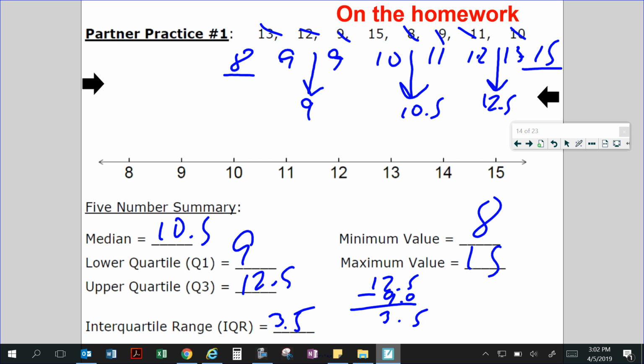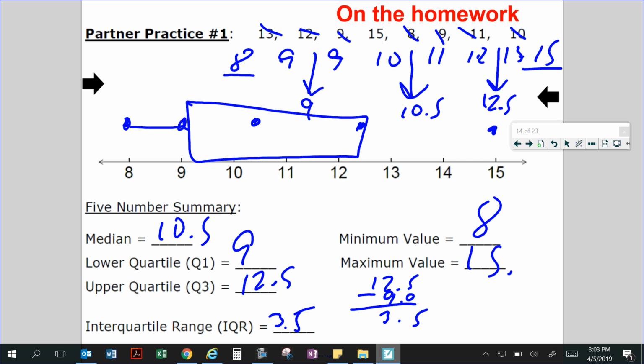Now let's make a box plot. So you grab 8, the minimum, grab 15, the maximum, grab 10 and a half, grab 9, and draw a dot at 12 and a half. Now connect the middle box, draw a line going down, connect the tails. So what's its spread? It goes from 8 to 15, or 7 spaces. What percent goes here? 25%, 25%, 25%, and 25%.